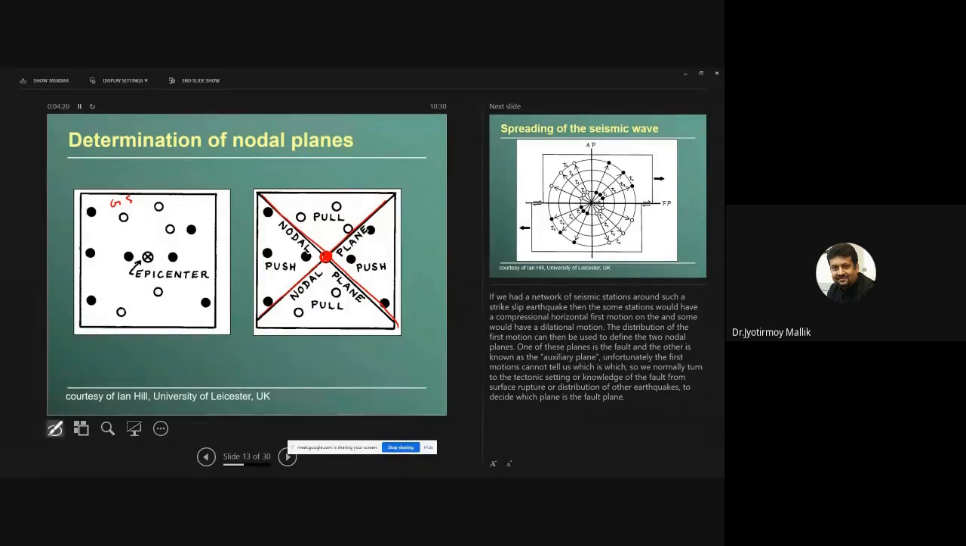And then, of course, one of them will be my actual fault plane. The other one will be my auxiliary fault plane. But we don't know which one is what. But we can at least say that either the fault plane is northeast-southwest trending, or the fault is northwest-southeast trending. That much I can tell. But as these two lines are perpendicular to each other and they are straight lines, I know that this is because of a strike slip fault.